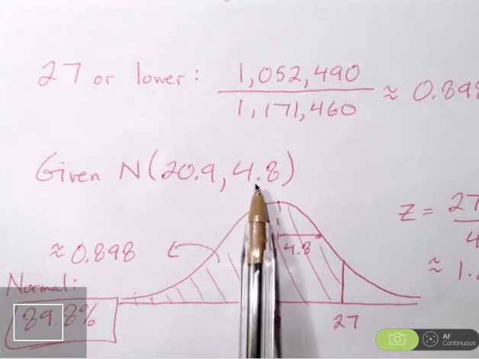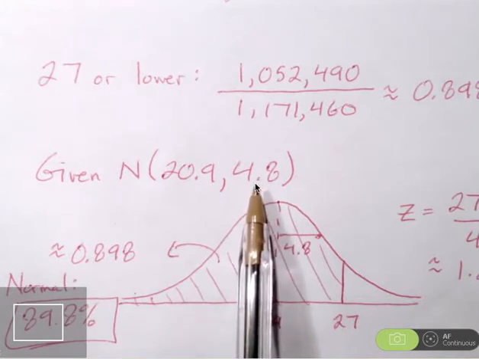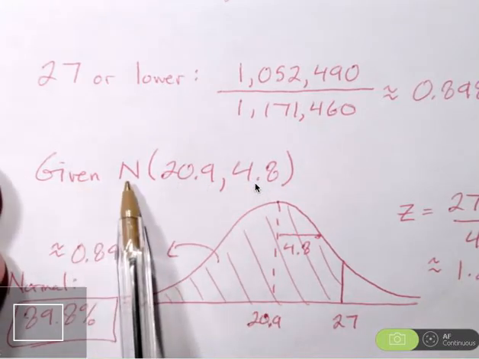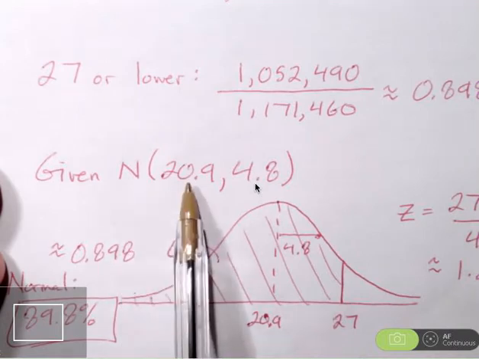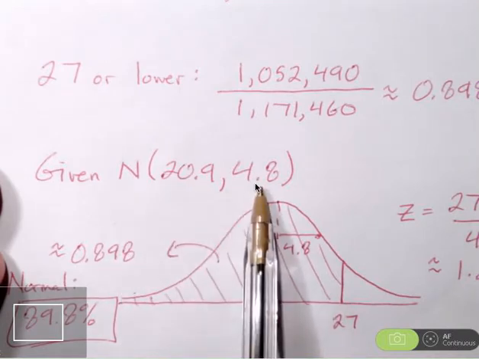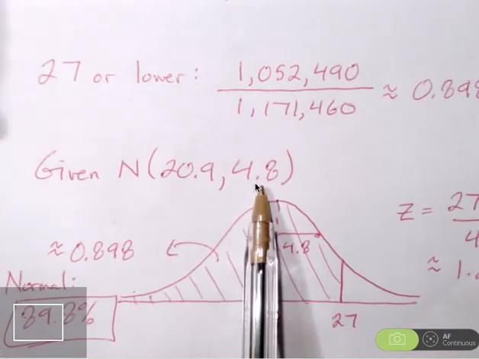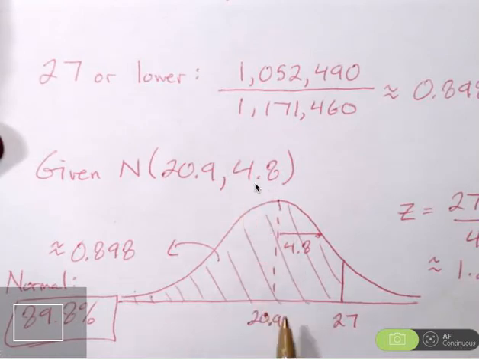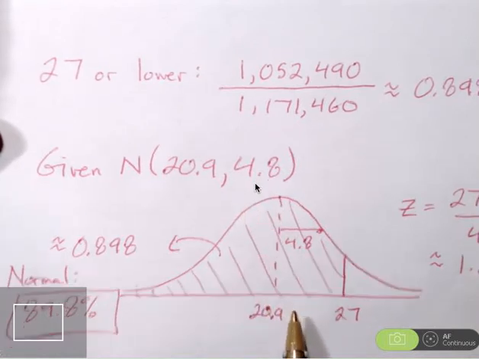So let's see how well the normal distribution actually fits the data. If it is given to us that the data are normally distributed with this mean and with this standard deviation, what percentage of observations would we expect at a 27 or below? So we're calculating here the percentile.